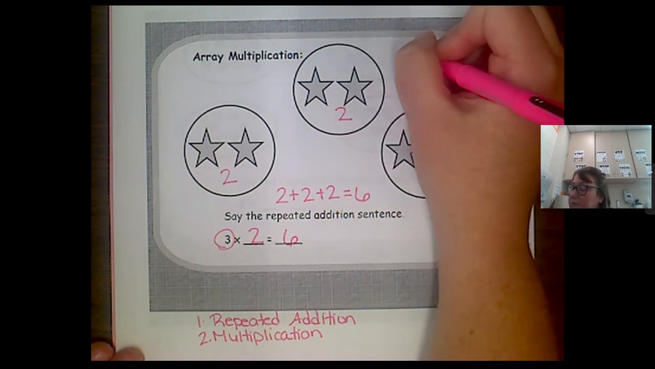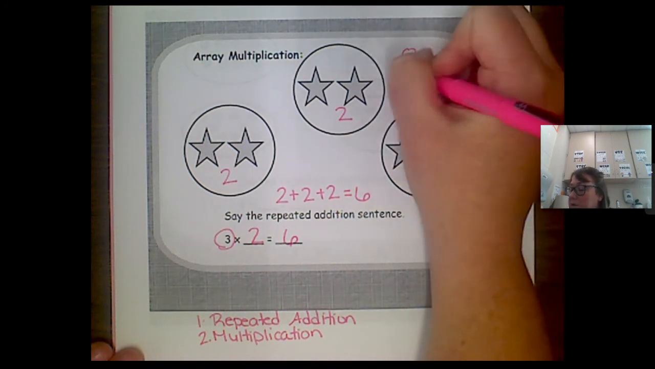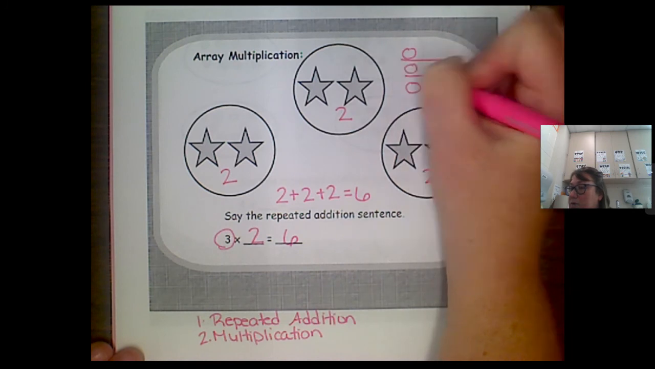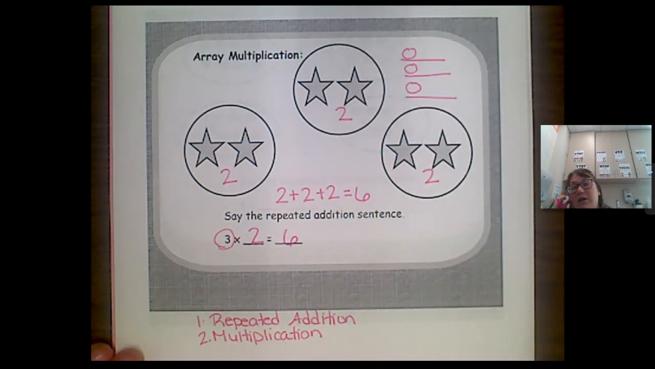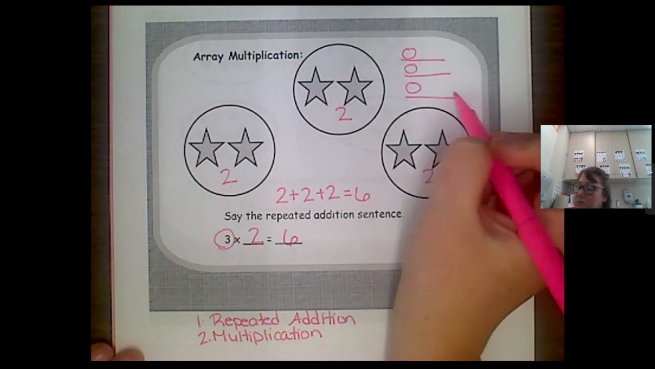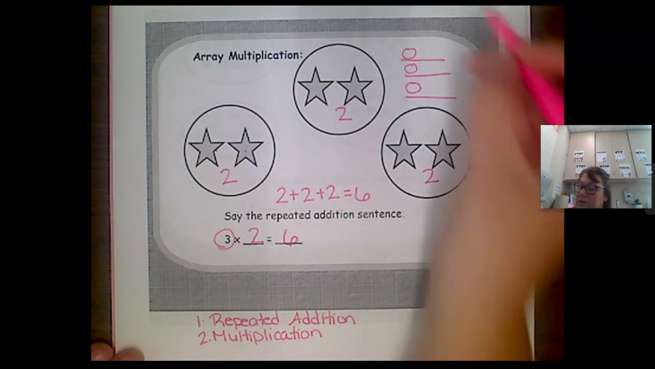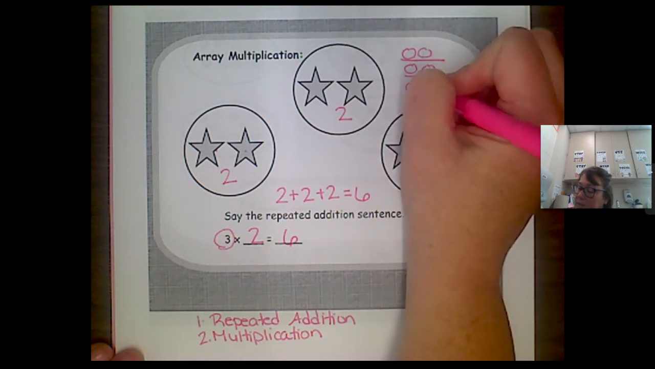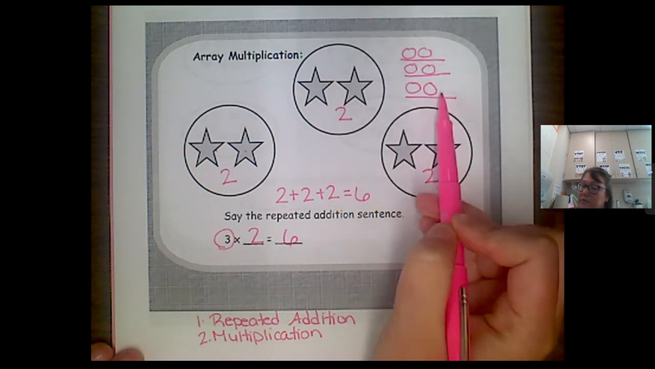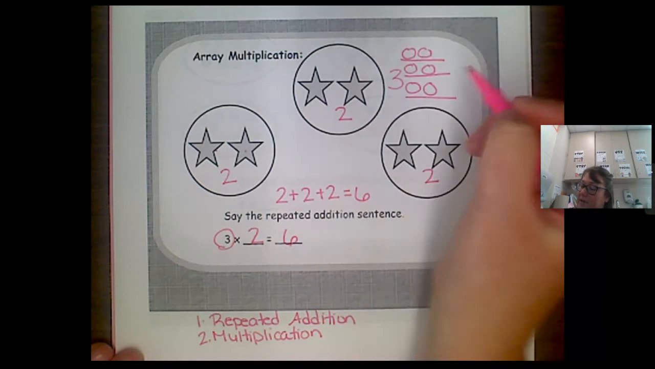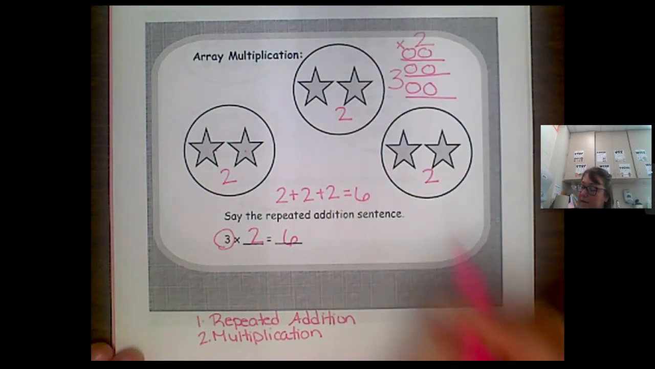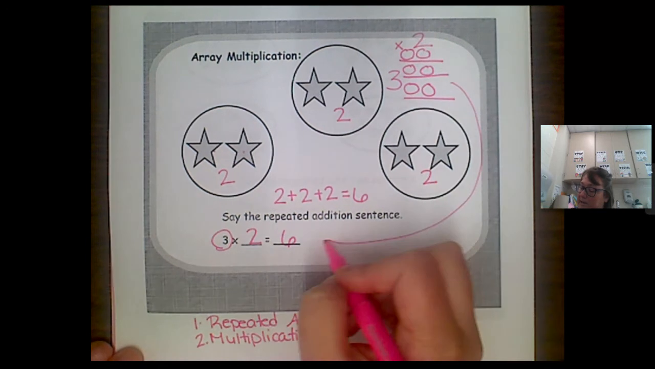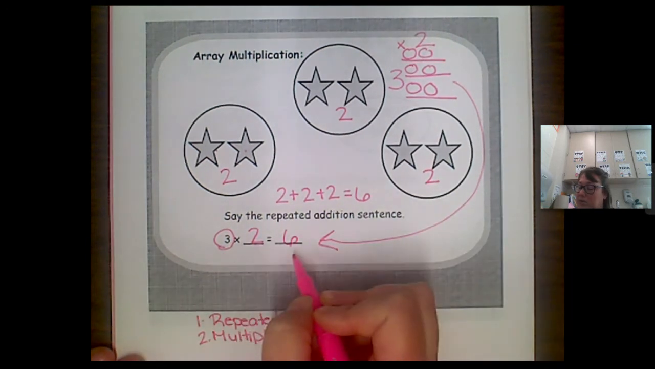Since there are 3 groups, we're going to have 1, 2, 3 rows, and I put them on a shelf. That's why I draw those little lines when we first start, because some kids mix up rows and columns. So we have 3 rows, and since there are 2 stars in each one, I'm just going to add 1 more to each group. So I'm going to put that 3 right there, and there are 2 stars in each row. Then I can put that times sign there, and that makes it so nice and easy to see that 3 times 2 equals 6.